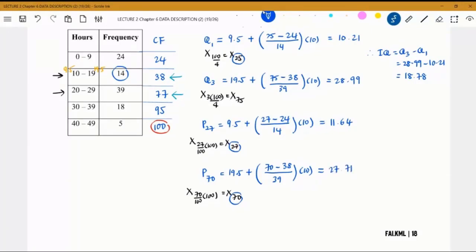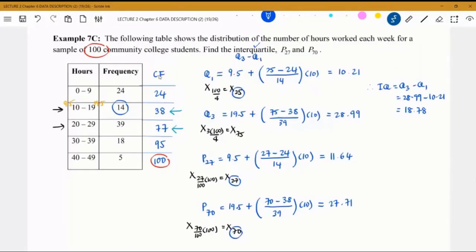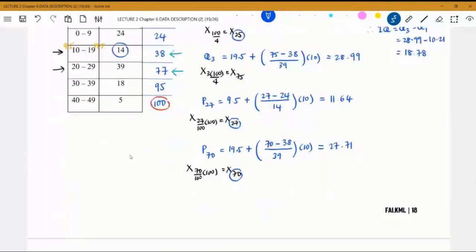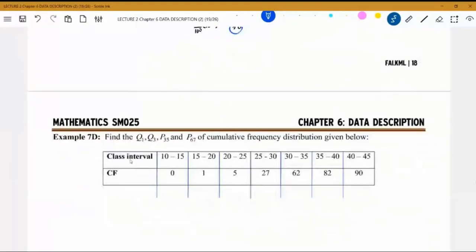Alright, so we have done 7C. Now we proceed with 7D, where we have the cumulative frequency distribution. For 7C, the table gave the range, interval and frequency. But for 7D, the table given is for the interval and CF, which represents cumulative frequency. As you can see, we need the frequency as well for the quartile, so you have to find your f first.